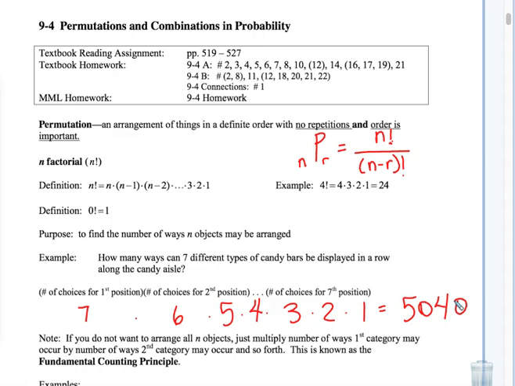Now, once you put one candy in that first position, obviously it can't be used again, which is why on the next swing you just have 6 choices. And so really, this is known, the note below it, as the fundamental counting principle. If you want to arrange n objects, you can just multiply the number of ways the first category may occur by the second category, and so forth. And we're going to use the fundamental counting principle on a lot of the problems that we do in this set of notes. So let's go ahead and go down and look at a few more problems.